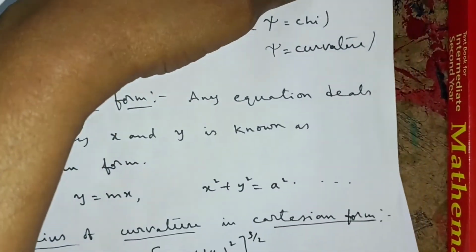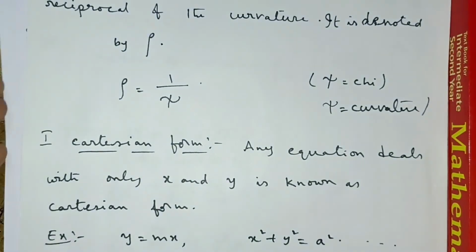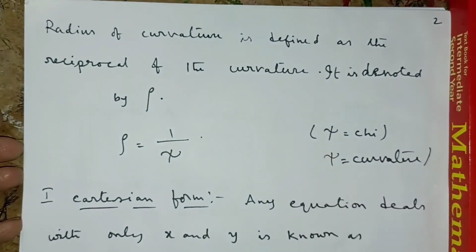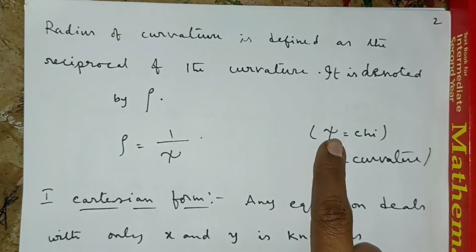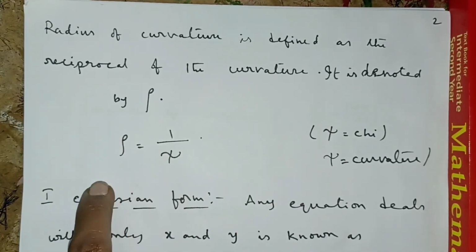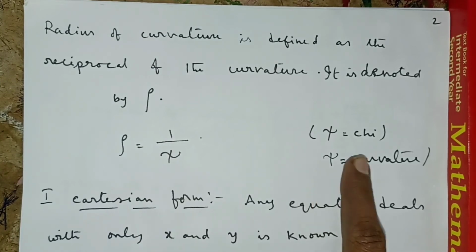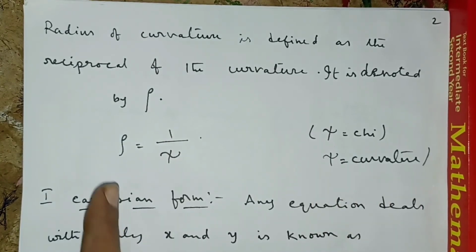The radius of curvature can be defined in this manner. The radius of curvature is defined as the reciprocal of curvature. It is denoted by rho. Rho is equal to 1 by chi. Chi is the symbol you use to denote curvature. Radius of curvature is equal to 1 by chi.